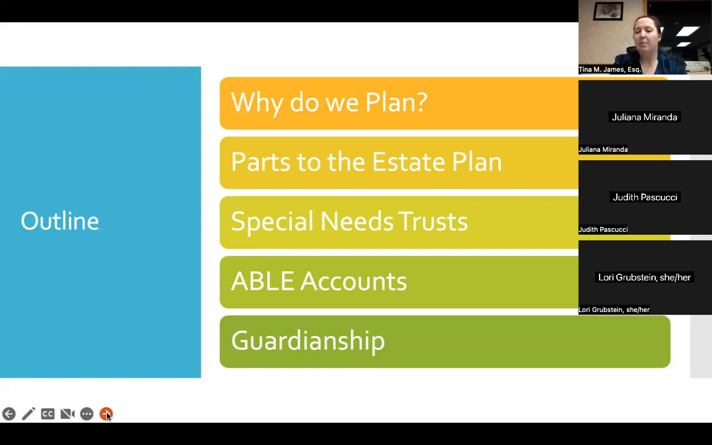I'm going to talk about ABLE accounts, which is a very special type of account for an individual with a disability. It's a savings and investment account. The last thing I'm going to cover is guardianship. Guardianship in and of itself could be an entire hour-plus presentation, but we're just going to talk about the surface level of understanding what that standard is for guardianship, and what we can do if guardianship is not appropriate, because it's not appropriate in all cases, and how we can continue to support that individual in our life.